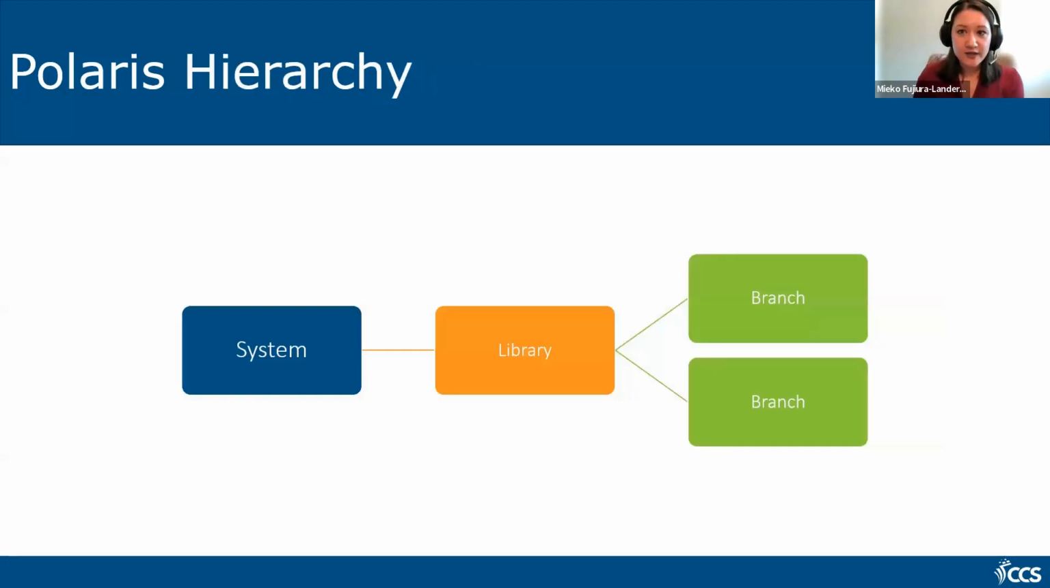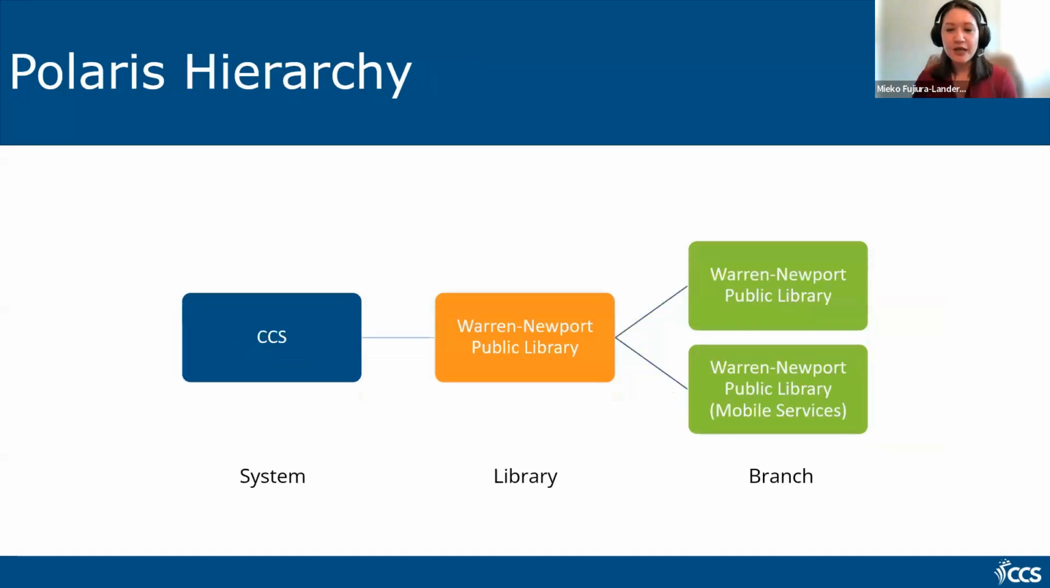One other aspect to Polaris is the organizational hierarchy. So we've got three levels: a system level, a library level, and a branch level. And here's how it looks for you. So at the system level are CCS libraries as a whole.